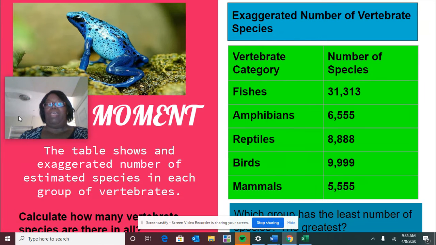31,313. Amphibians, 6,555. Reptiles, 8,888. Birds, 9,999. And mammals, 5,555. Which group has the least number and which one has the greatest?